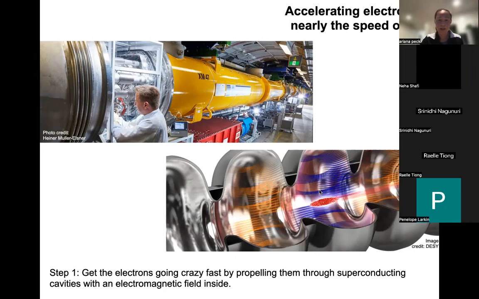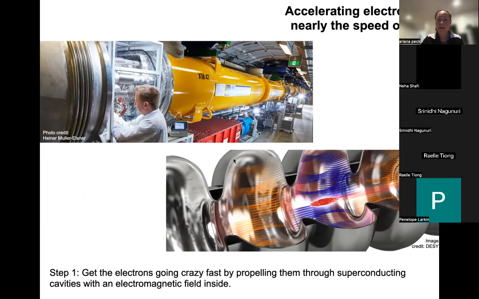And then the lines in blue and orange show the electromagnetic field that's being applied inside these cavities. As we propel these electrons through the electromagnetic field, they'll start to speed up. And there are two ways that we can make them go really, really fast.